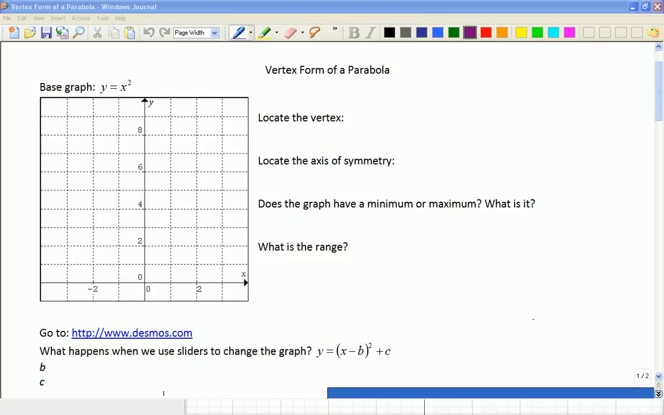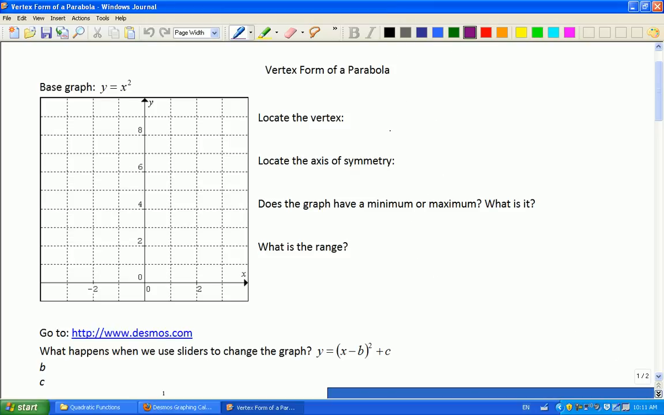Okay, so the first lesson we're going to take a look at with parabolas, or rather quadratic functions, is one we're going to use vertex form to graph. To get you thinking about parabolas, we're going to start with a base graph. This is the plain parabola, where really all we're doing is taking a value and squaring it. We're not really doing anything with it.